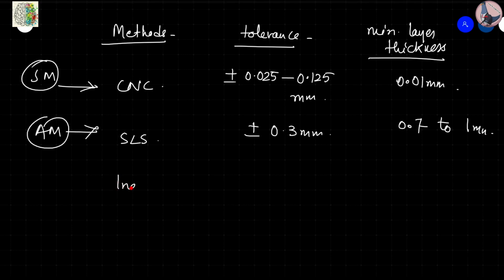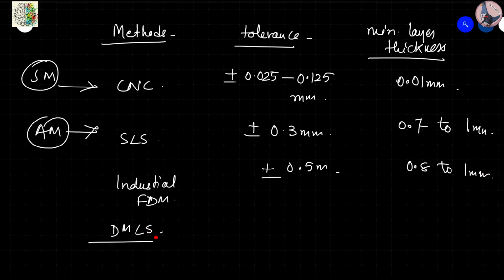Then there is industrial FDM, where the tolerance is plus or minus 0.5 mm, and the layer thickness goes from 0.8 to 1 mm. And if you are using DMLS, which stands for direct metal laser sintering, the tolerance can go to plus or minus 0.1, and the minimum layer thickness is 0.4 mm.